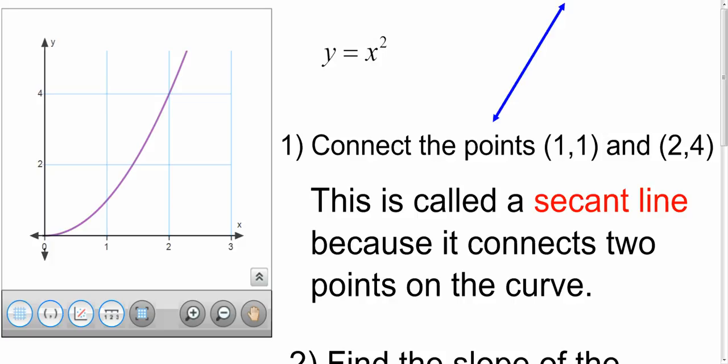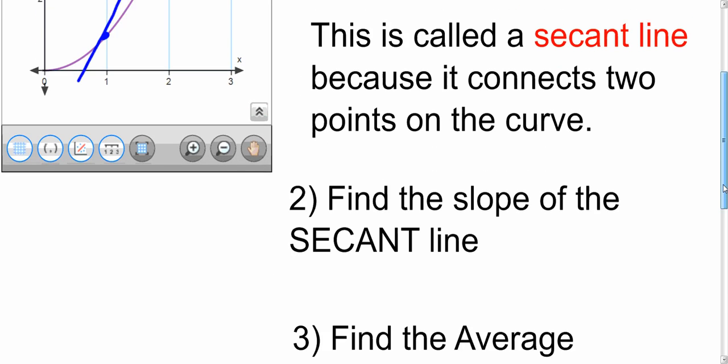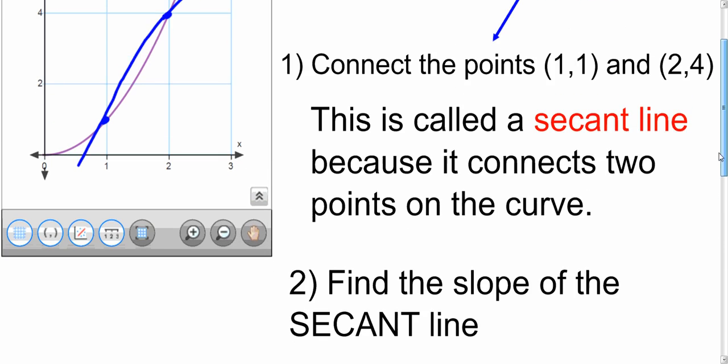Okay, so this is giving us a function, y equals x squared. It's asking us to connect the points (1, 1) and (2, 4). Okay, if I connect them, notice that line, sorry, that's a little crooked. That line goes on the inside of that curve, and that's called a secant line. Okay, it connects 2 points that are on the curve. It's not on the outside edge, but that's what it is.